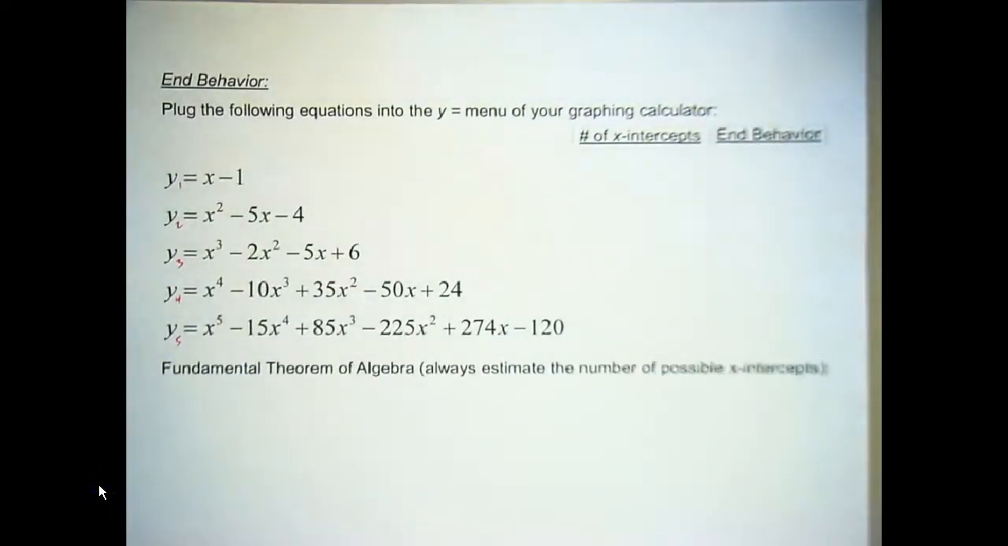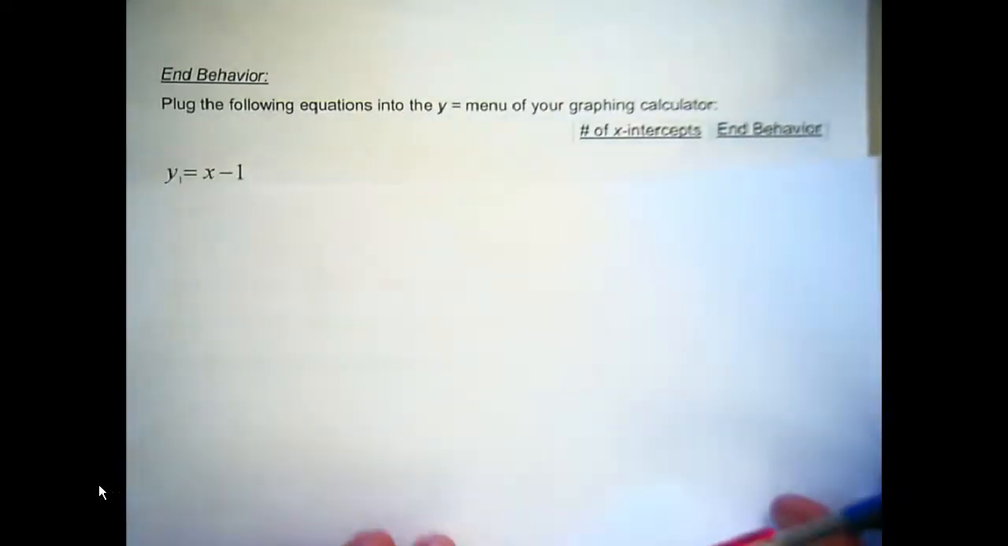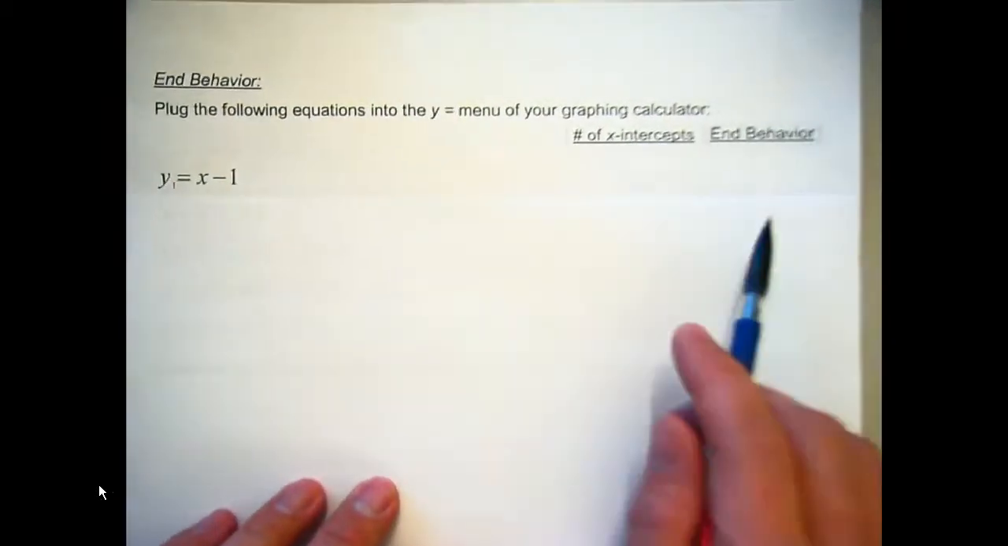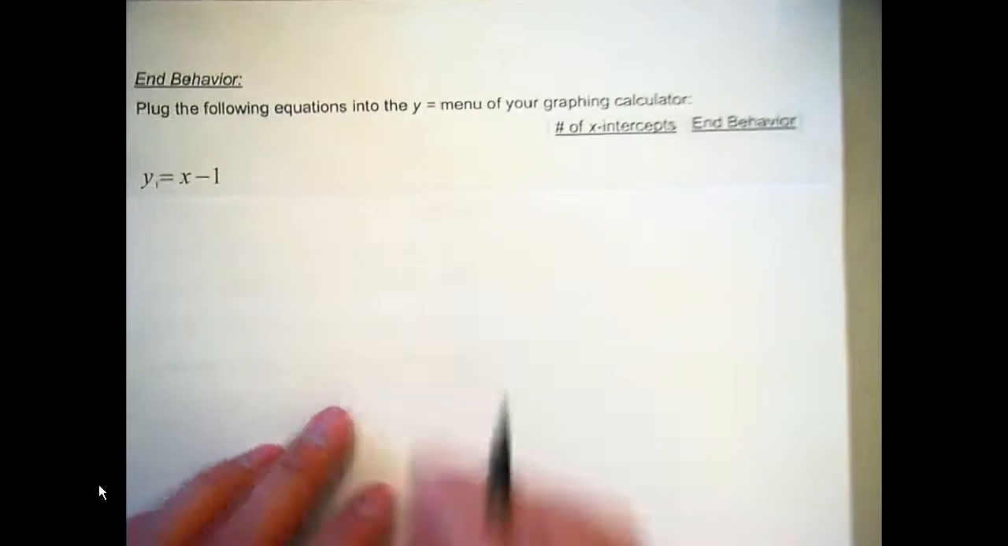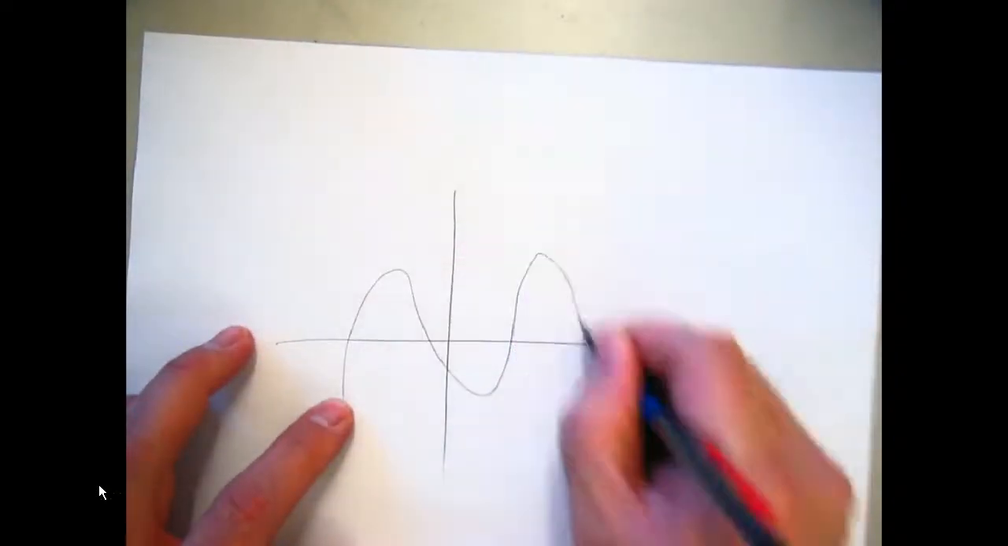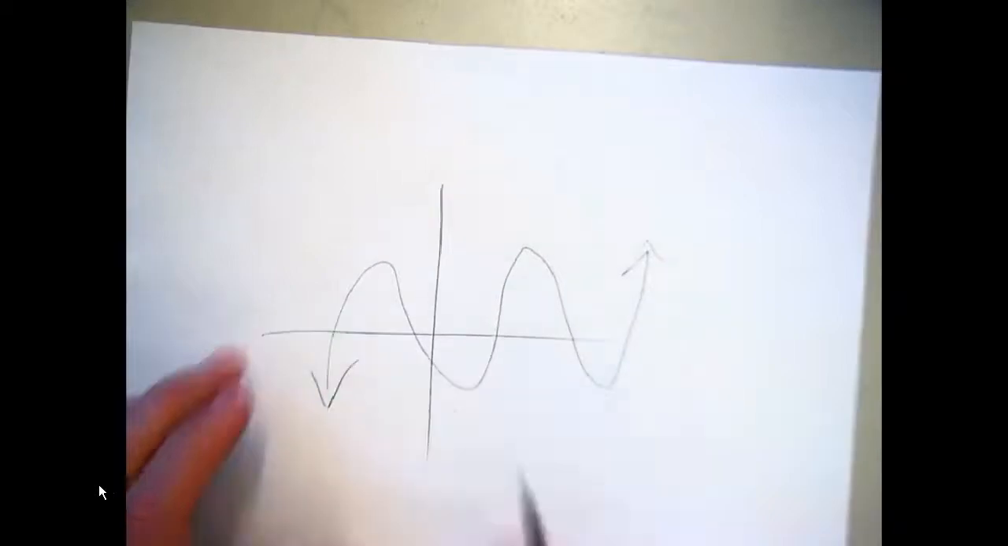All right, now once you get those plugged in, it may be helpful to turn on only one plot at a time so you actually know what you're looking at. And when it says number of x-intercepts, remember that's how many times it crosses the x-axis. The end behavior, however, let's say I have a graph that looks like this. All right, really ugly graph, okay?